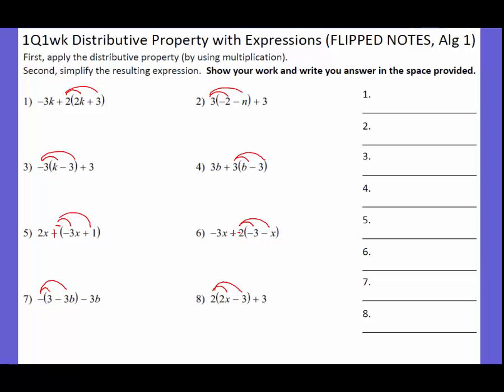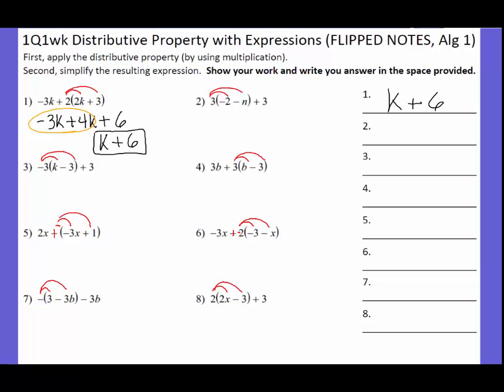Let's begin. Number 1 reads negative 3(k plus 4) plus k plus 6. Notice we performed multiplication first, and after having performed multiplication, we can now combine like terms. 4k minus 3k is 1k, and so our simplified expression is k plus 6.